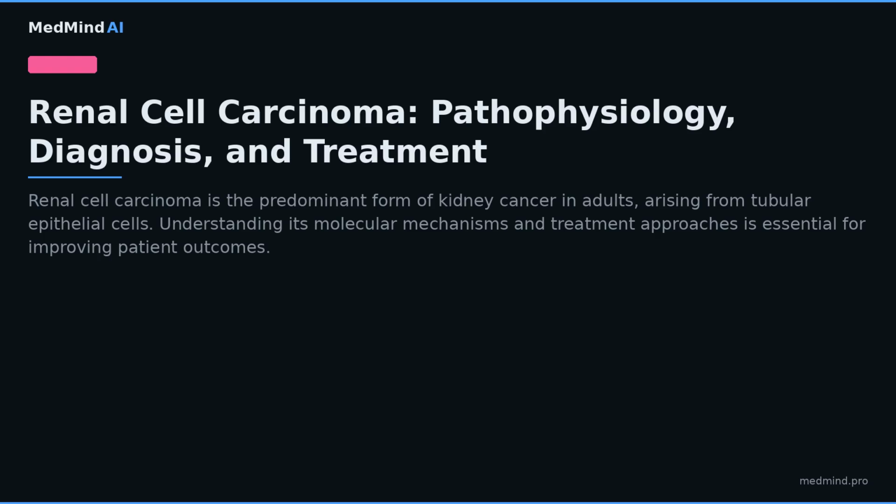Renal cell carcinoma: pathophysiology, diagnosis, and treatment. Renal cell carcinoma is the predominant form of kidney cancer in adults, arising from tubular epithelial cells. Understanding its molecular mechanisms and treatment approaches is essential for improving patient outcomes.